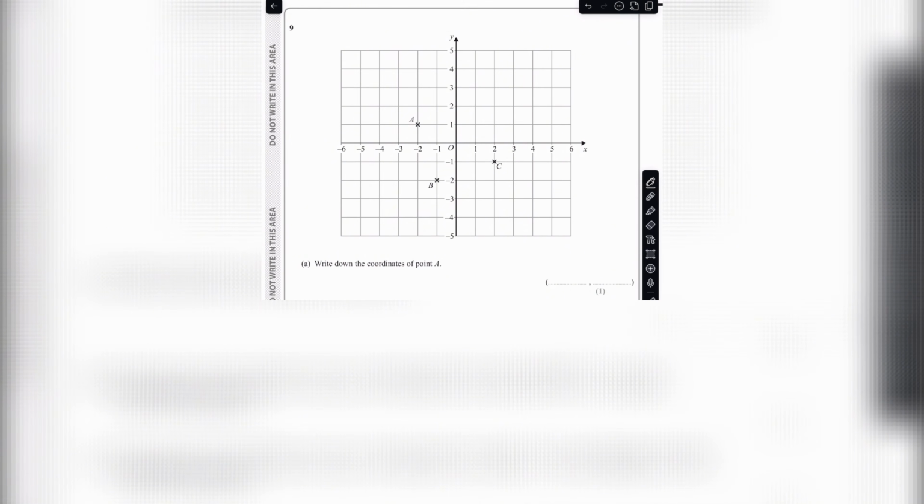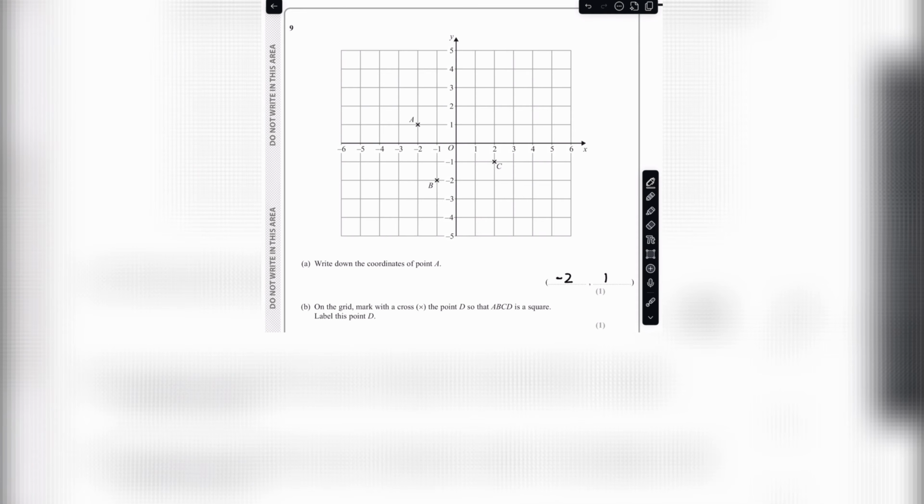In the first part of question 9, we are told to write down the coordinates of point A. So with any coordinates, you must always start with the x coordinate and then the y coordinate. So the x coordinate of point A can easily be seen as -2. So I'm going to write -2. And the y coordinate is 1. So your final answer is -2, 1.